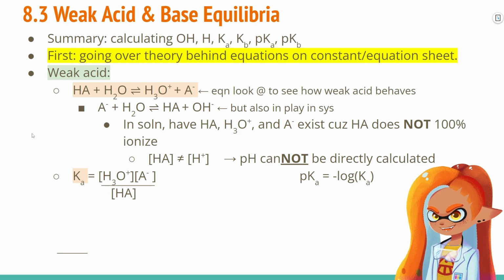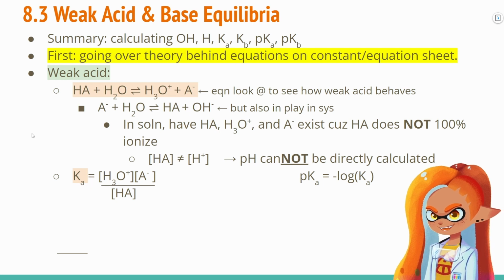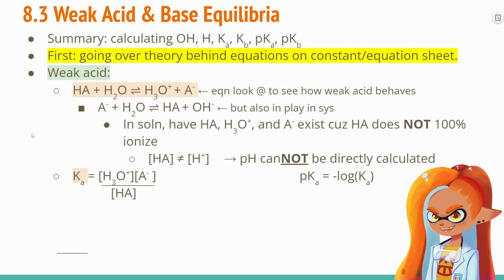And so I can write the Ka value as you see here. It is based off the first highlighted part, the original generic form right here. So you have the hydronium, the conjugate base, and then the weak acid. pKa, power of Ka, remember that power of anything is just negative log of that. So if you know this, you can calculate pKa very easily.